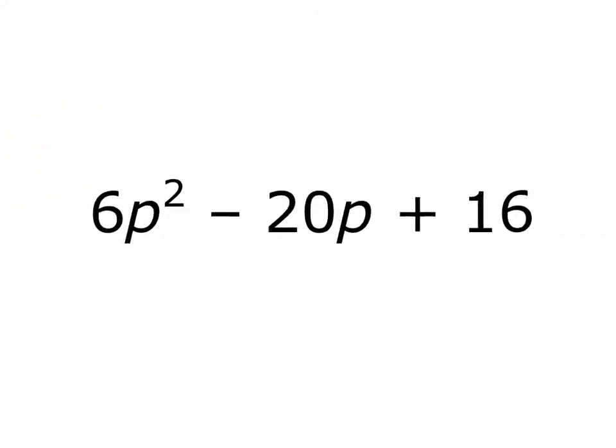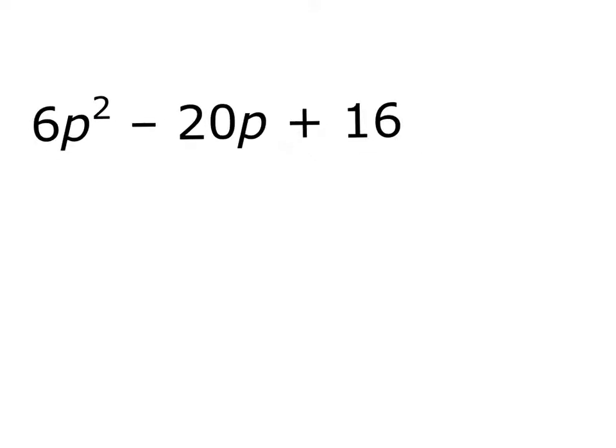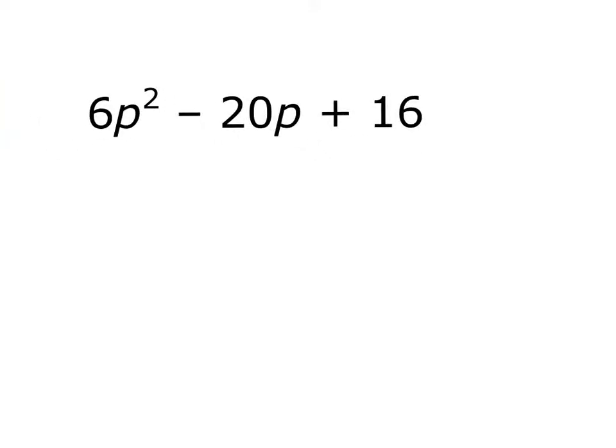Number 63. Product of AC, sum of B, but remember to always GCF it first. Step 1, GCF. I could factor out a 2 first. If you didn't GCF it first, you're going to have to at the end, as you will see. So I take out the 2, and I'm left with 3p squared minus 10p plus 8.